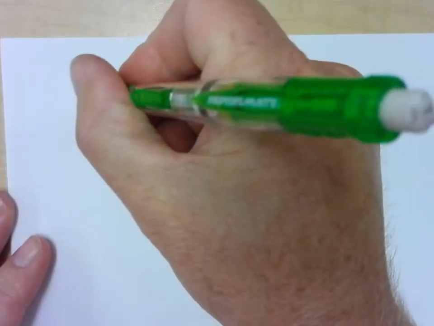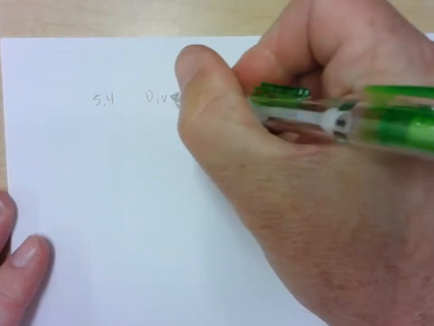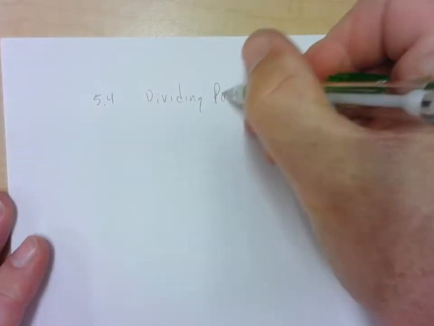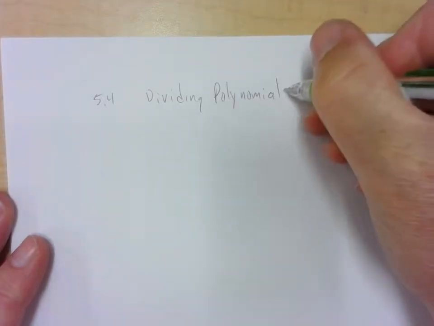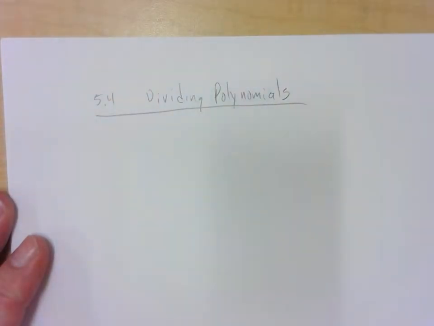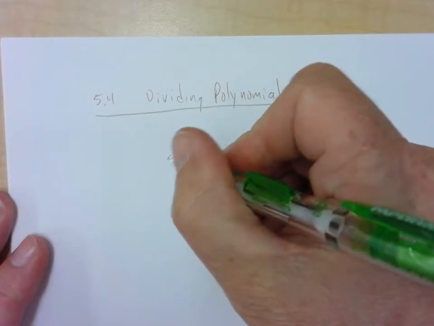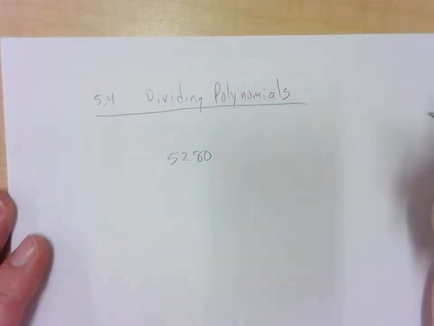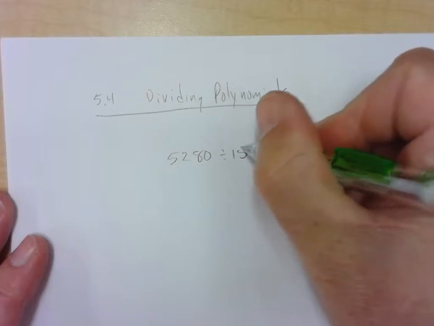All right, we're going to go over section 5.4, which is dividing polynomials. But before we start this, we're going to review division in general, like long division. How do we do that? Well, I'm going to do 5,280, which is the number of feet there are in a mile. I'm going to divide that by 15.